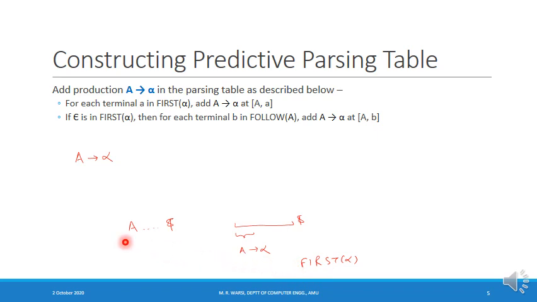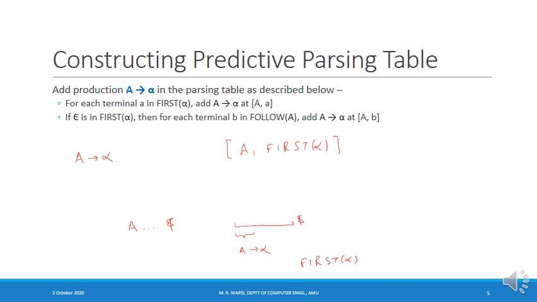So when capital A is on top of the stack and I want to expand the capital A using this production, what will be the next input symbol? The next input symbol will be the symbol which is there in the first of alpha. So where will I add this production in the parsing table? I'll add this production at the location A comma first of alpha in the parsing table. This is where I'll add this production in the parsing table.